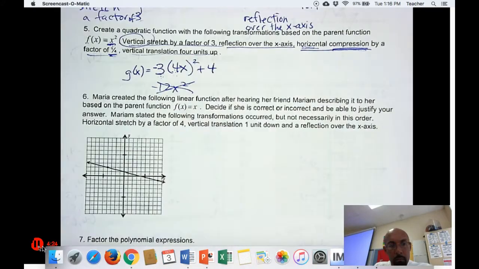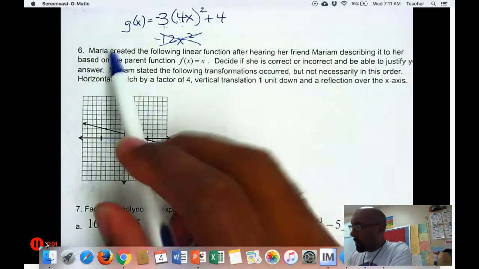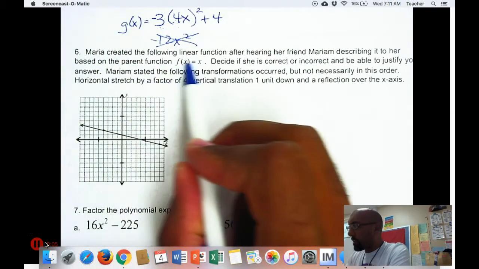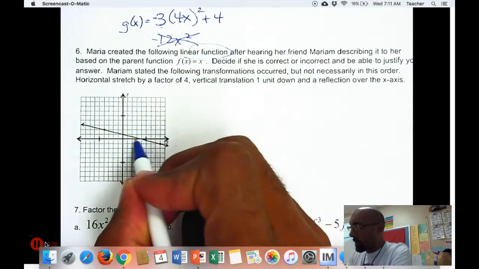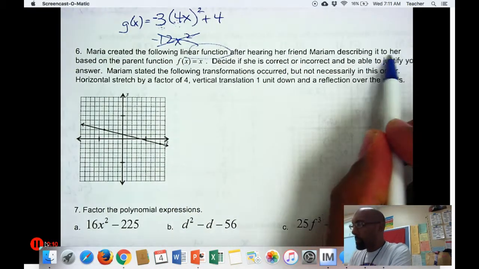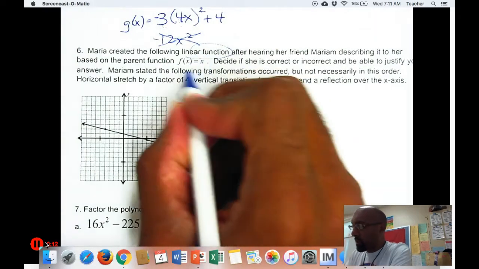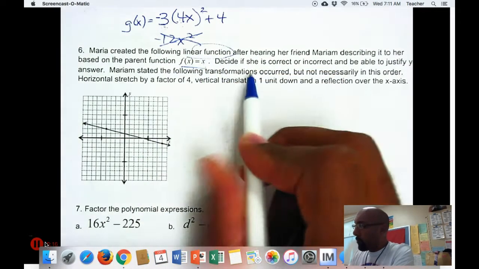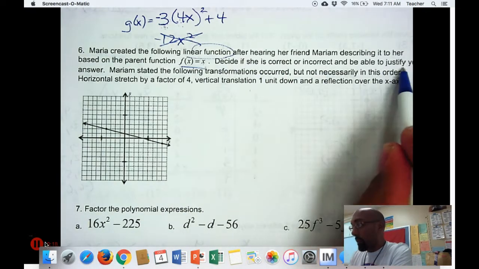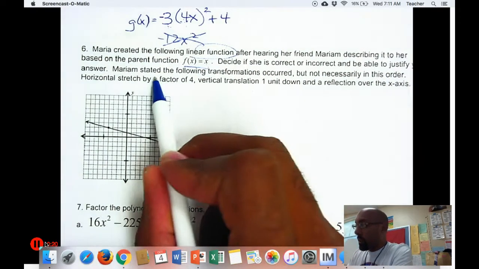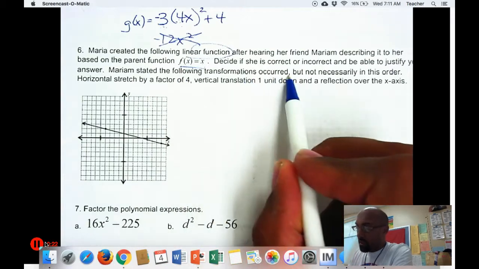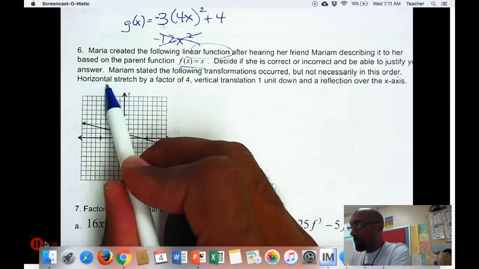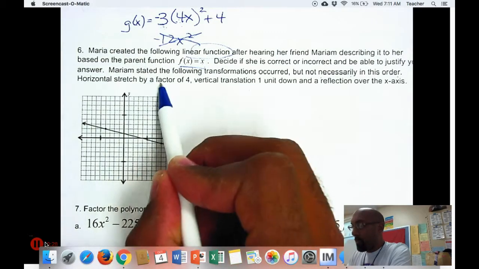Okay, so for number 6, what we've got is this: Maria created the following linear function, this line right here, after hearing her friend Miriam describe it to her based on the parent function. So again, if it's just equal to x, that's a linear function, just a straight line. We'd have to decide if she's correct or incorrect and be able to justify your answer. So Miriam stated the following transformations occurred, but not necessarily in this order. Okay, so it says a horizontal stretch by a factor of 4.